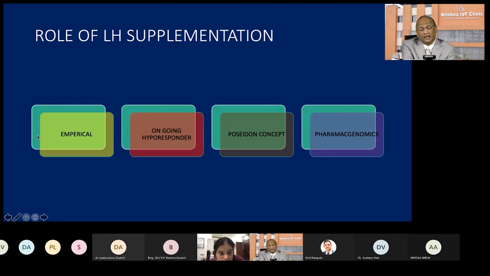That is, earlier it was empirical, then they said ongoing poor responder. Then in 2016, the Poseidon group have come out with the Poseidon concept of 1, 2, which are the hyporesponders, 3 and 4 are the poor responders, and now our work is suggesting the role of pharmacogenomics.